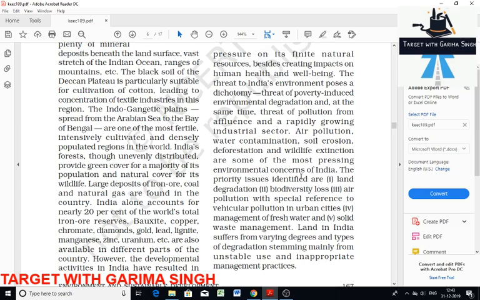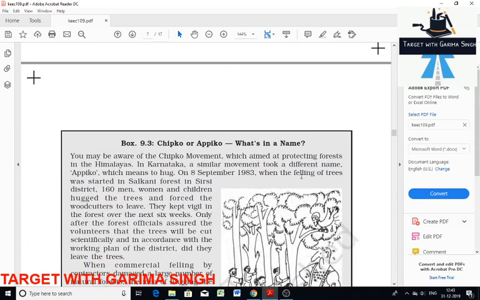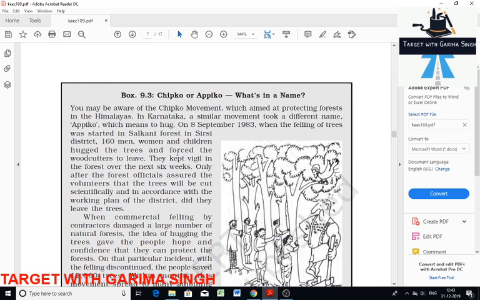Now let's discuss facts related to the Chipko movement. Chipko and Appiko movements are related to protecting forests. The Chipko movement aimed at protecting forests in the Himalayas. Chipko means to hug. In Karnataka, a similar movement took a different name, aimed at protecting forests, that is the Appiko movement.